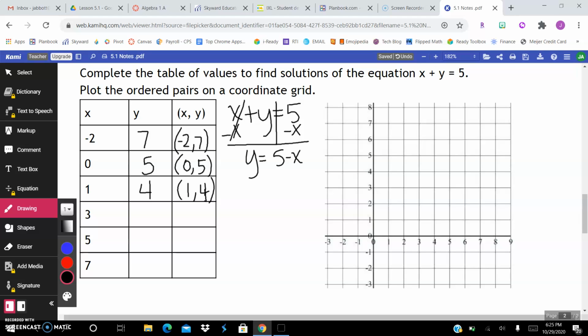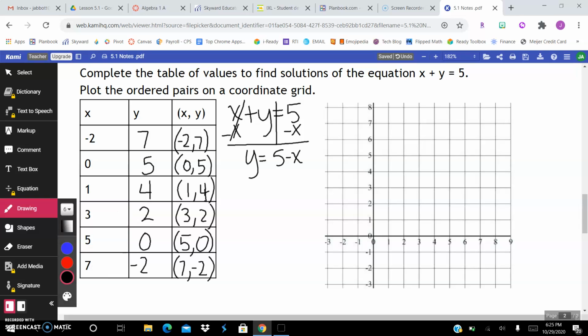And 3, so 5 minus 3 is 2. So (3, 2) for an ordered pair. And then 5 minus 5 is 0. So over 5, up 0. And then 5 minus 7 would be -2. So then we would have (7, -2). And then we have to plot those points.